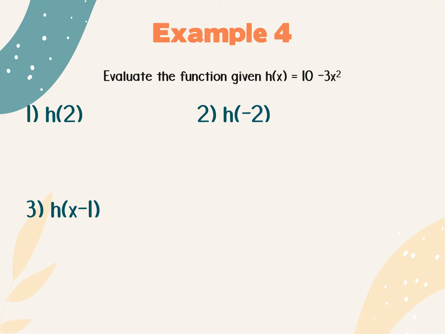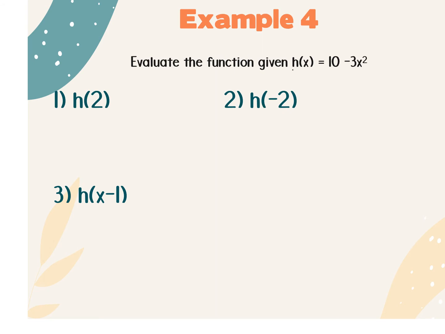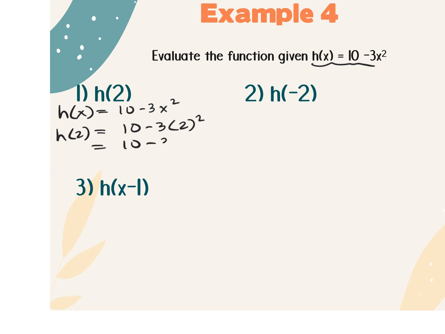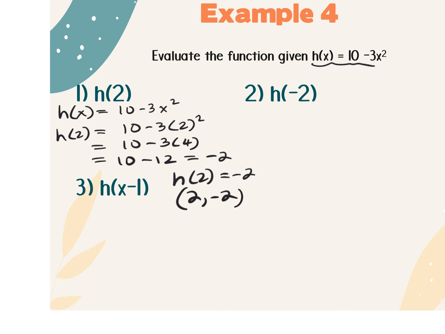Next one, this time we have the h of x function. And again, we're doing exactly the same thing. So my h of x function is going to be 10 minus 3x squared. They want me to plug in a 2 for every place that I see an x. You're following PEMDAS, so evaluate the exponent first and then multiply, and you get 10 minus 12, and that gives you -2. So h of 2 equals -2, so the ordered pair is 2, -2.